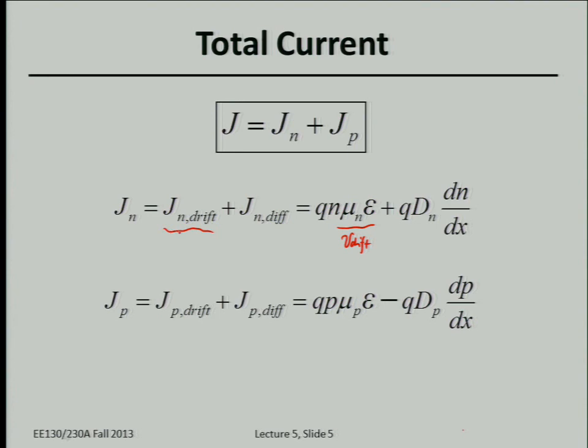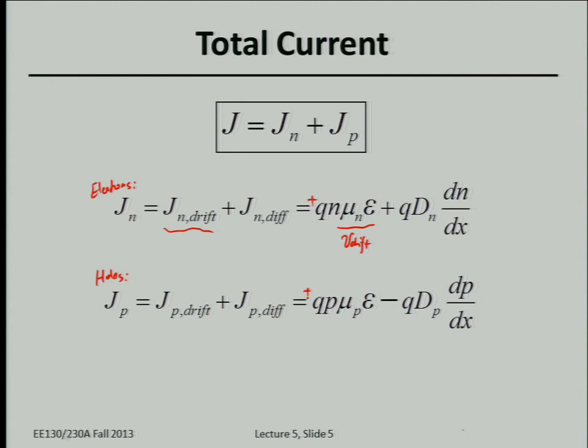Right now, if we assume there are only two current mechanisms existing in semiconductor devices, we are able to combine them. I also want to emphasize here, if you look at the drift current terms caused by the electric field, for both electrons and holes, the drift current always displays a positive sign here.